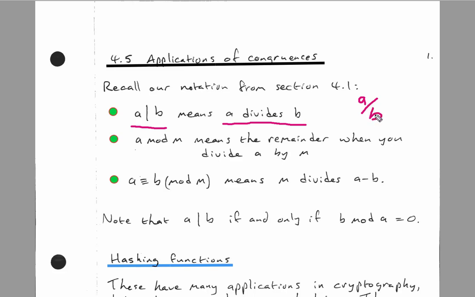Don't get confused. So a over b, this is the fraction. This is not a fraction. It's really a proposition. It's true or false. So it's true when a divides b.